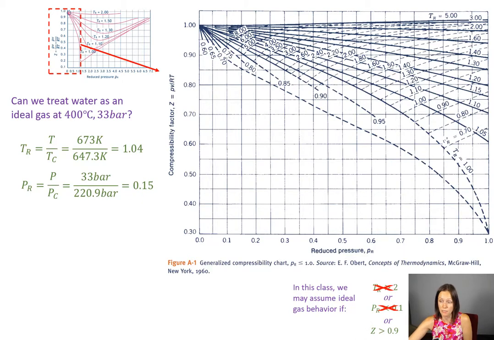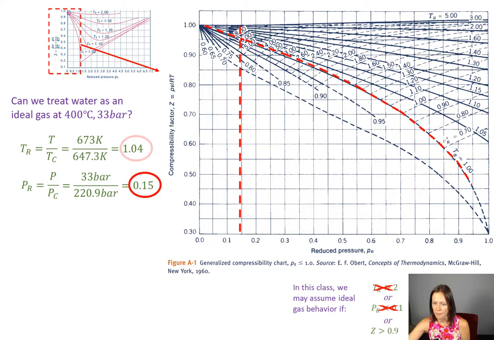I just have to check my Z value, which means I have to pull out my generalized compressibility chart. That'll be accessible to you on a test. Got to pull that out and check my Z value. So I'm going to look at the line of constant temperature that corresponds to about 1.04. That's pretty close to 1, so I'm somewhere maybe just a little bit above it.